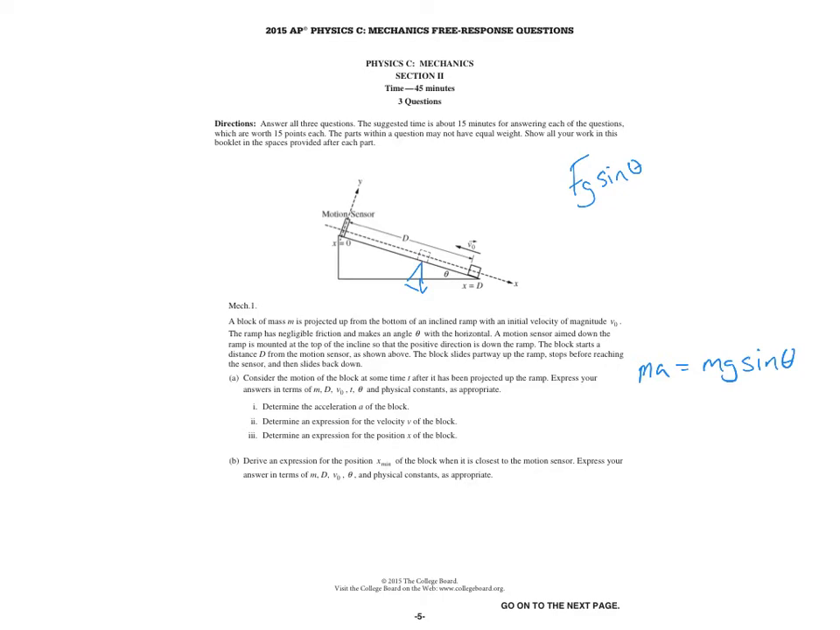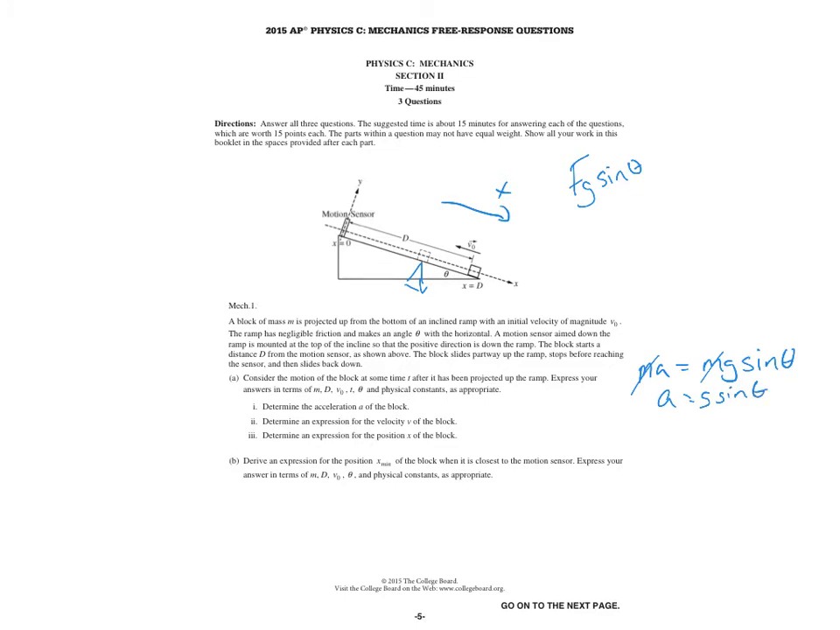Well, which way do they define as positive? The positive direction is down the ramp. Since this is the positive direction, that means that's going to be positive acceleration. So a is equal to g sine theta. So there you go. That's the acceleration.